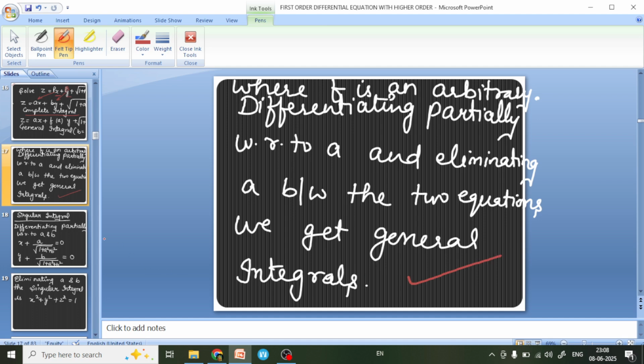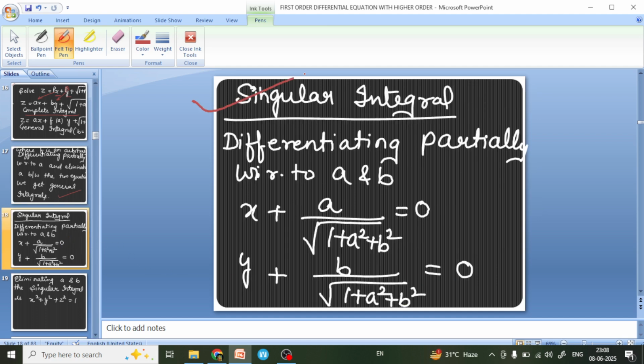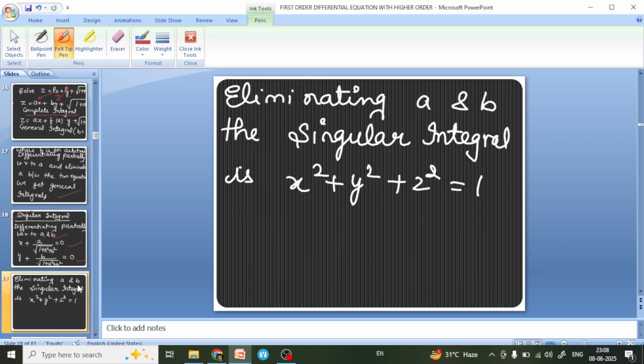For singular integrals, differentiating partially with respect to a and b, we get x plus a over square root of 1 plus a square plus b square equal to 0, and y plus b over square root of 1 plus a square plus b square equal to 0. After that, eliminating a and b, we will find x square plus y square plus z square is equal to 1. This equation is the singular integral.